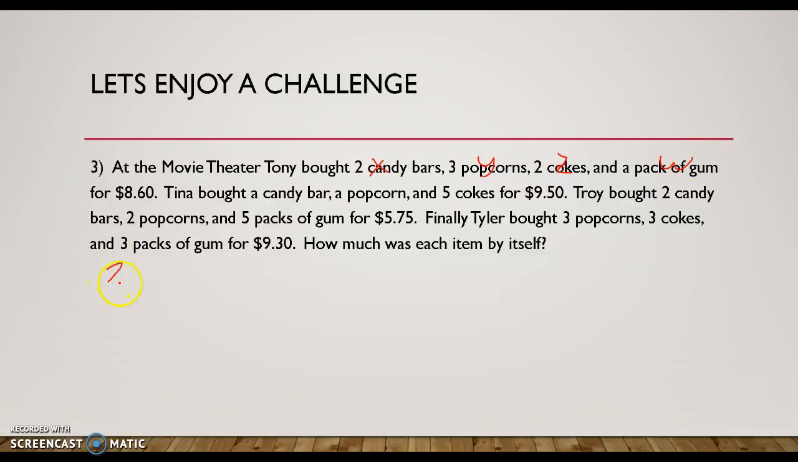We're going to have 2 X's for what Tony bought, plus 3 popcorns, so 3 Y's, plus he bought 2 Cokes, that's 2 Z's, plus a pack of gum, so that's plus a W. And he bought all of that for $8.60. Then Tina bought a candy bar, so that's X, plus a popcorn, so that's Y, plus 5 Cokes, that's 5 Z's. Doesn't say anything about any packs of gum, so 0 W's, and she spent $9.50.